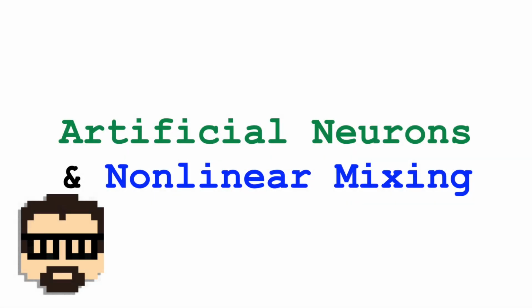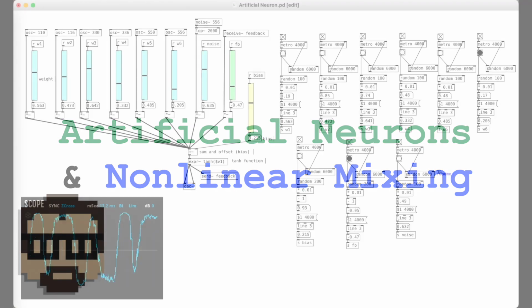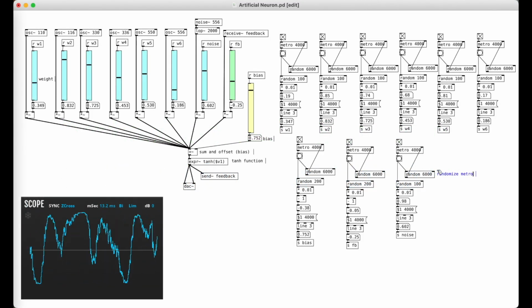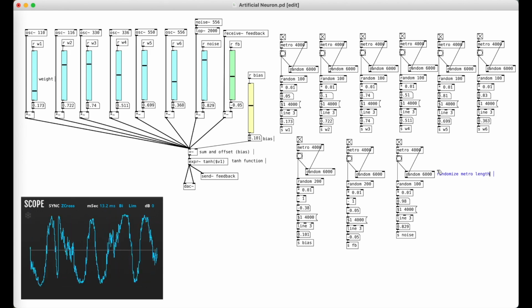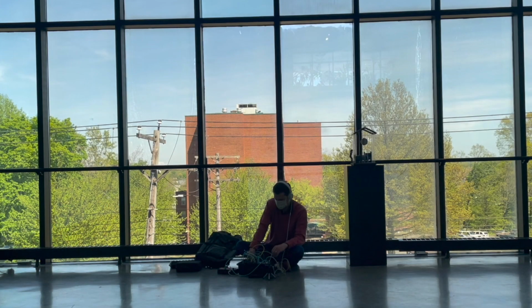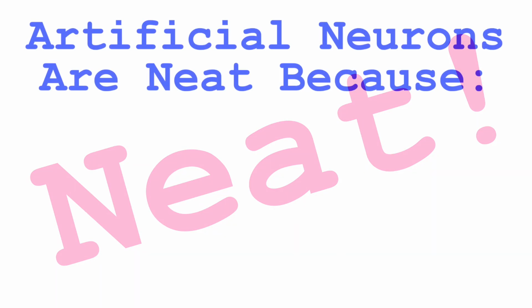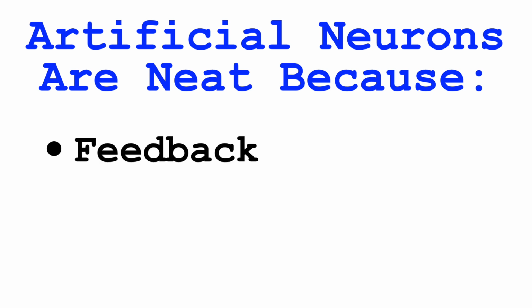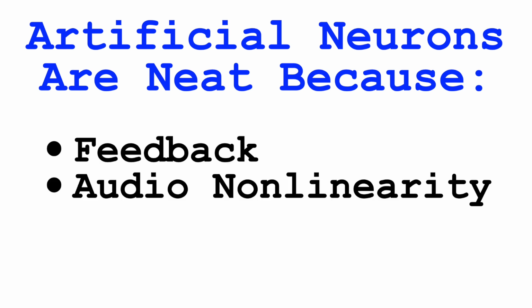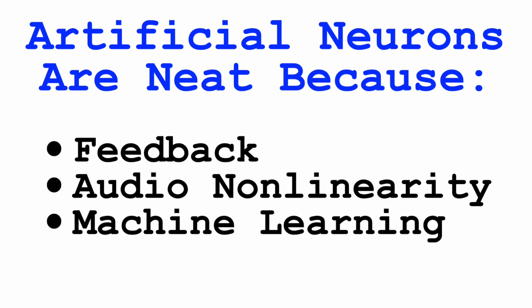Hey y'all, I'm going to talk a little bit today about artificial neurons and audio. Those of you who have been following along probably saw I threw up a whole bunch of videos over the summer, including building artificial neurons in pure data and jamming with these ideas. I think artificial neurons are really neat because they blend ideas from a whole stack of things that I've been interested in lately, including feedback, analog synthesis and nonlinearity, and of course, machine learning and music.